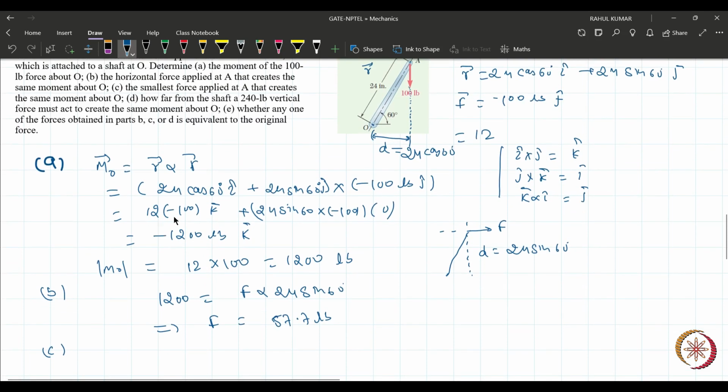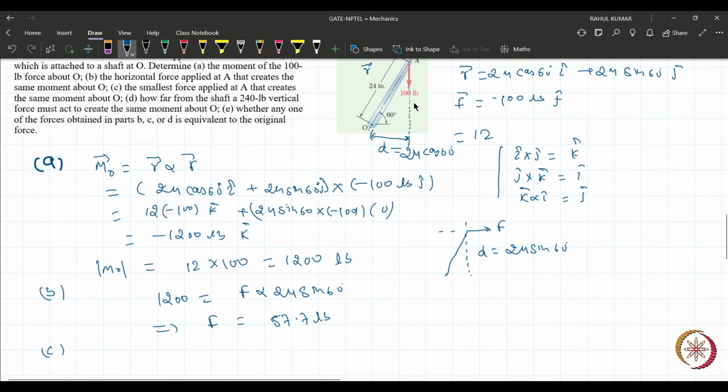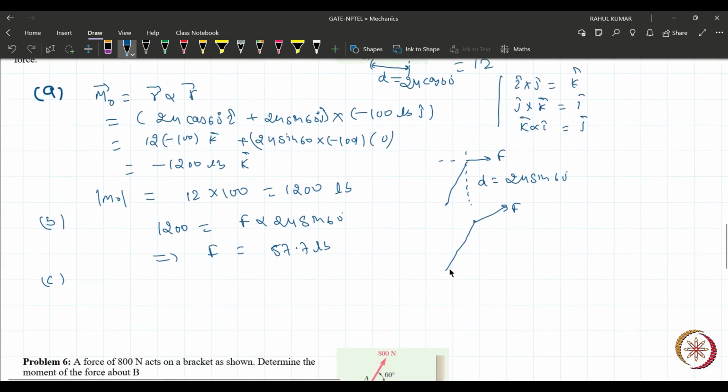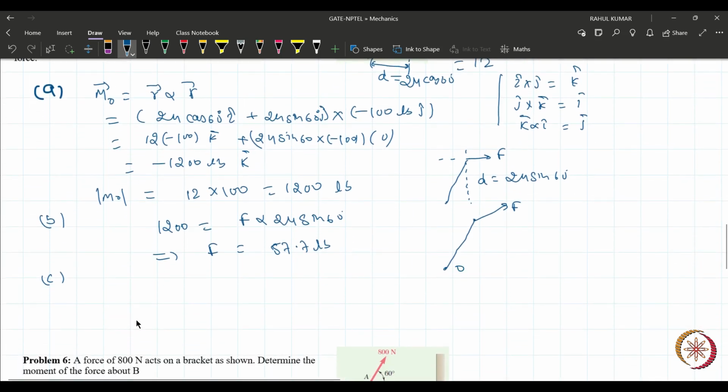Now we'll see part C: the smallest force applied at A that creates the same moment about point O. Suppose we are applying an arbitrary force, and we don't know the direction, about point O. So what will you do? 1200 equals F into D sin theta. That is the definition of cross product.